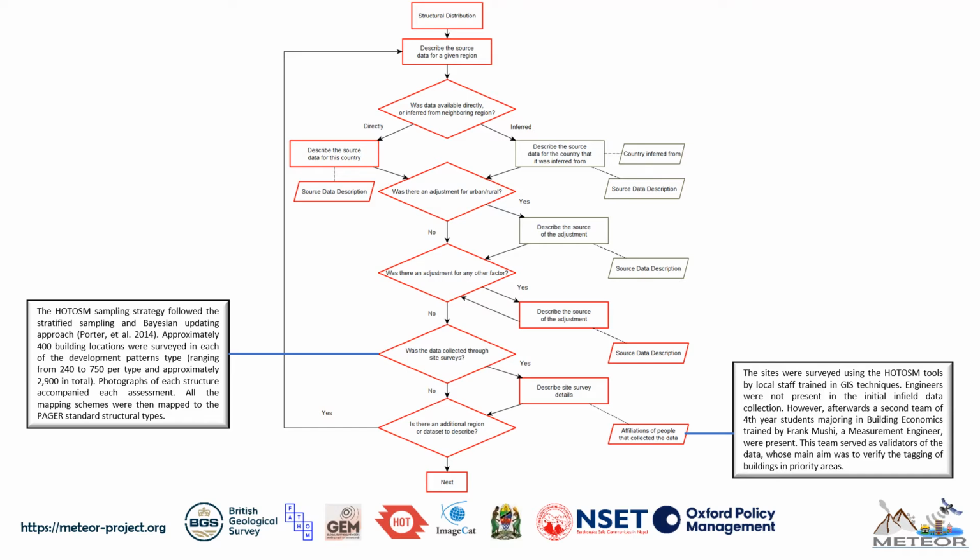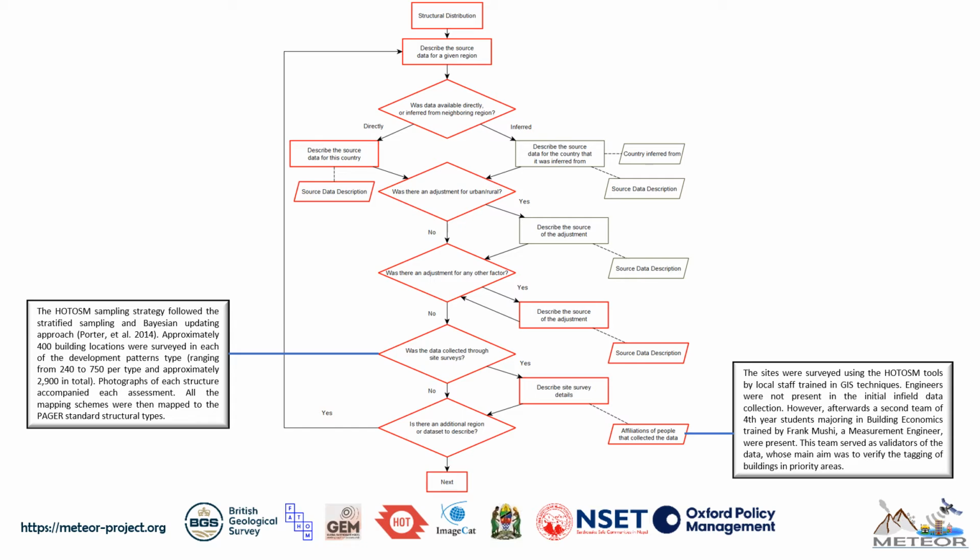HOT-OSM used a stratified sampling method and Bayesian updating approach. Approximately 400 building locations were surveyed in each of the development pattern types, totaling 2,900 buildings. The sites were surveyed using the HOT-OSM tools by local staff trained in GIS techniques. Engineers were not present in the initial in-field data collection.